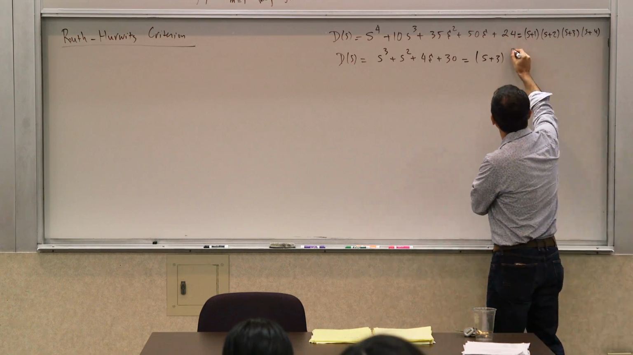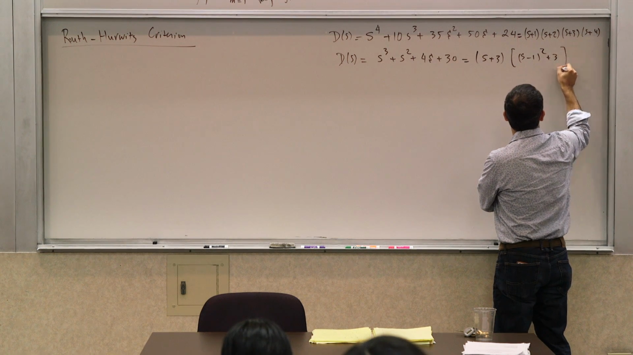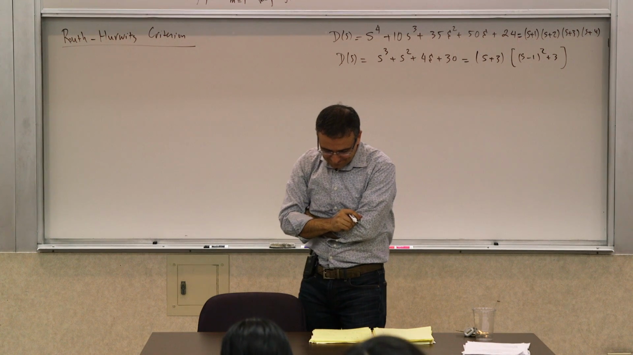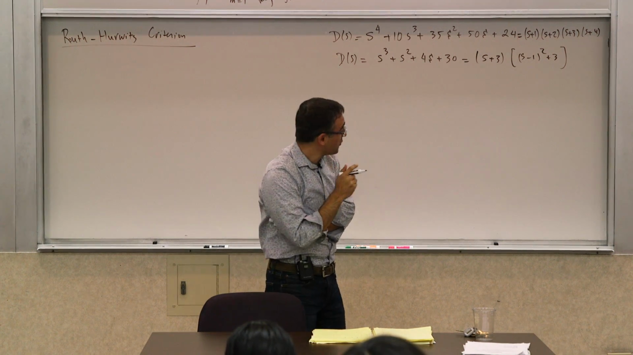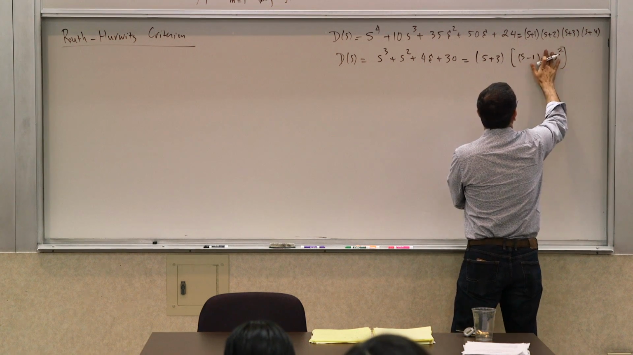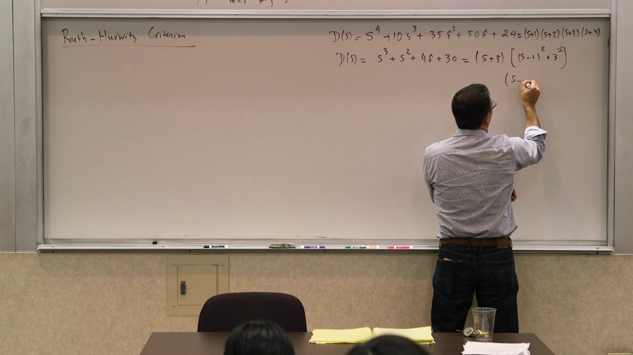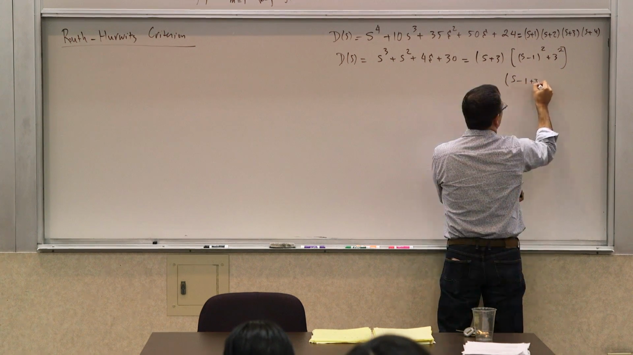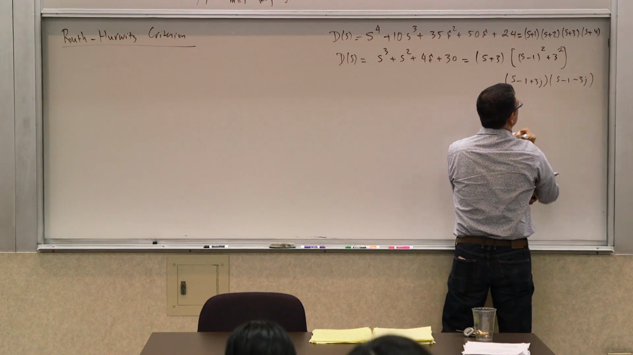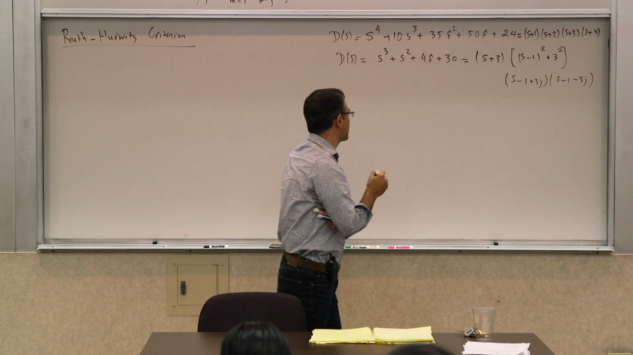So this is basically (s − 1)² plus 3². So, yeah. So the roots, what are the roots of this? You can write it also as (s − 1 + 3j)(s − 1 − 3j). Right? So that's the factorization.